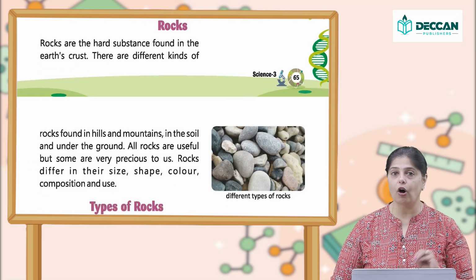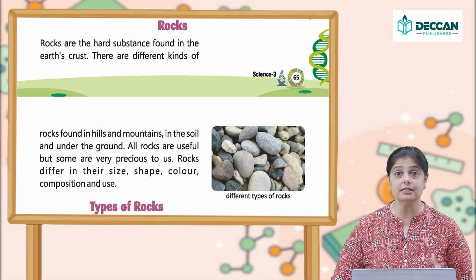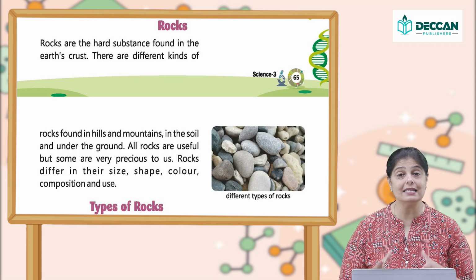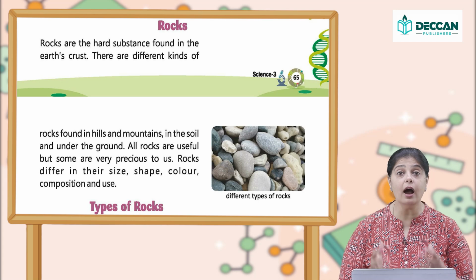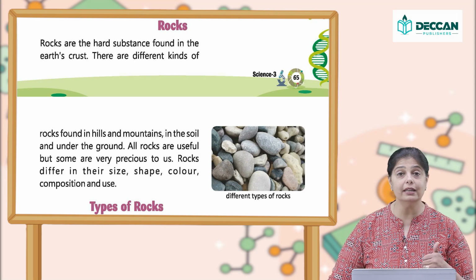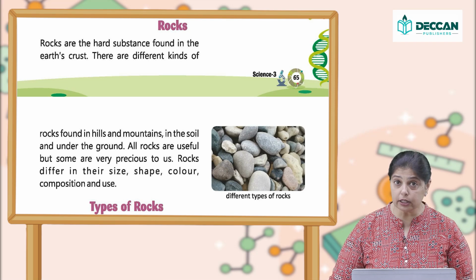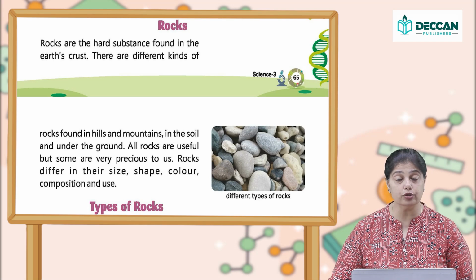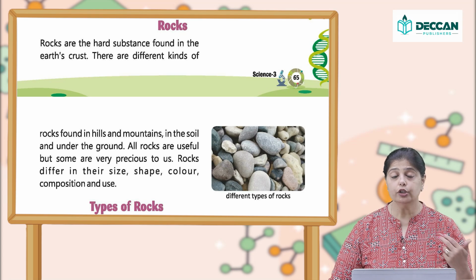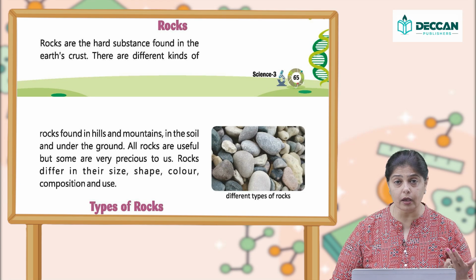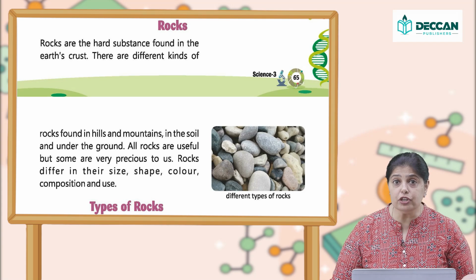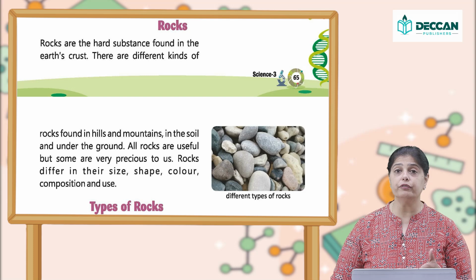So what are rocks? Rocks are the hard substances that are found in the earth's crust. Okay, so they are found inside the earth's crust, and they are hard substances. Now there are different kinds of rocks which are found in hills and mountains, in the soil and also under the ground. So you see different kinds of rocks in the mountains, in the hilly areas, in the underground areas, in the soil, and near the beaches, near the seashores. So they are of different types.